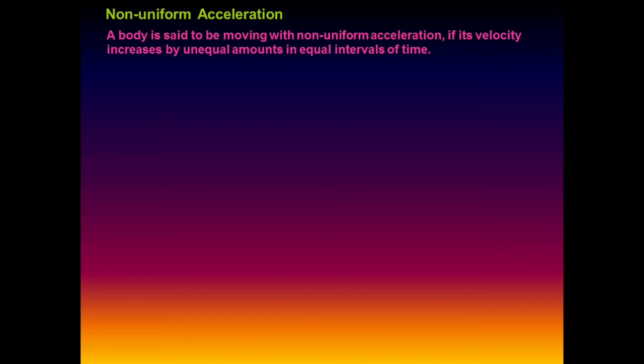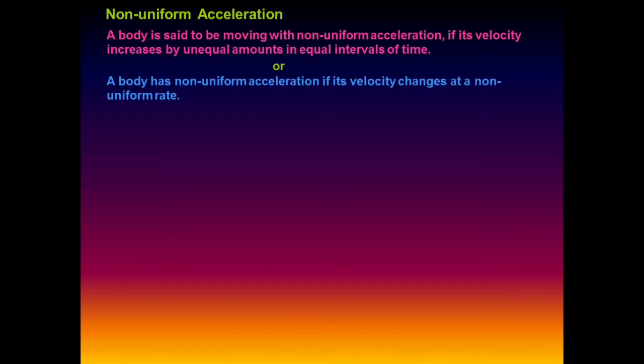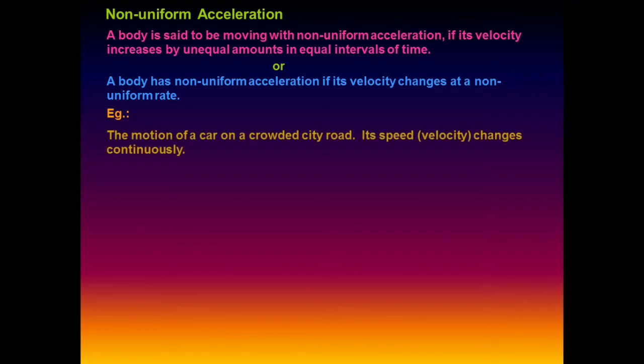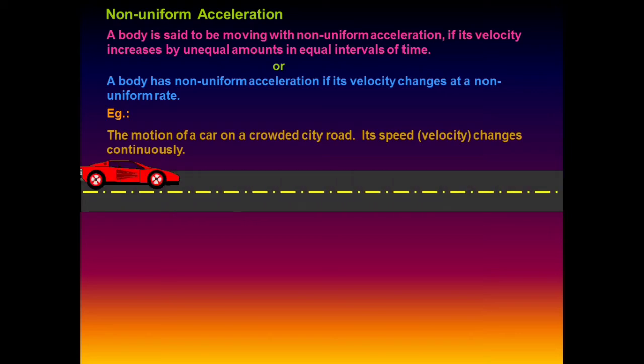The next one is non-uniform acceleration. A body is said to be moving with non-uniform acceleration if its velocity increases by unequal amounts in equal intervals of time. Or the body has a non-uniform acceleration if its velocity changes at a non-uniform rate. Example: the motion of a car in a crowded city, right? Its speed or velocity changes continuously. Is it right?